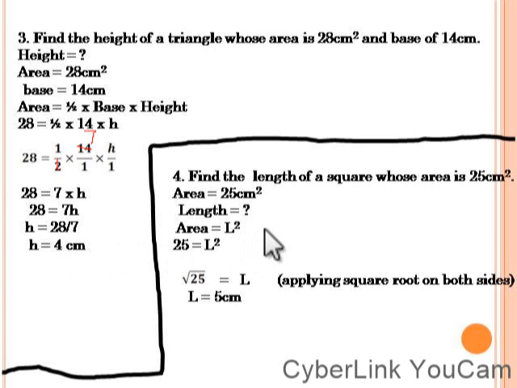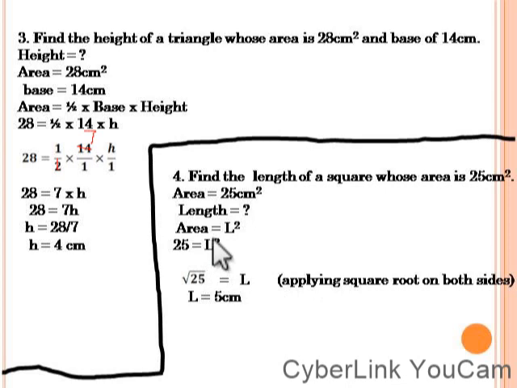Then the last one of the questions as given above is to find the length of a square whose area is 25 centimeters square. The area is given to us as 25 centimeters square. The length of a square is what we are looking for. So the formula for the area of a square is area equals length squared. The area is given as 25, equal to length squared. Remember that length squared means length times length. So which number will you times to itself to give you 25? The answer is 5. Therefore, you apply square root on both sides.